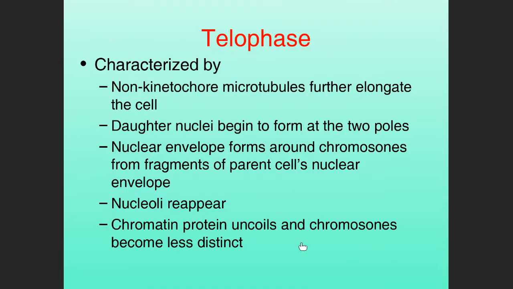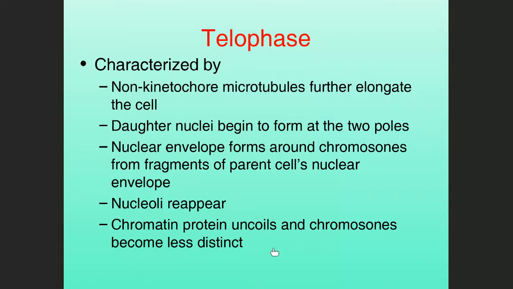Now, the last phase is known as the telophase stage. It is characterized by the non-kinetochore microtubules further elongating the cell. The daughter nuclei begin to form at the two poles. The nuclear envelope forms around the chromosomes from fragments of the parent cell's nuclear envelope. Nucleoli reappear, the chromatin proteins uncoil, and chromosomes become less distinct.